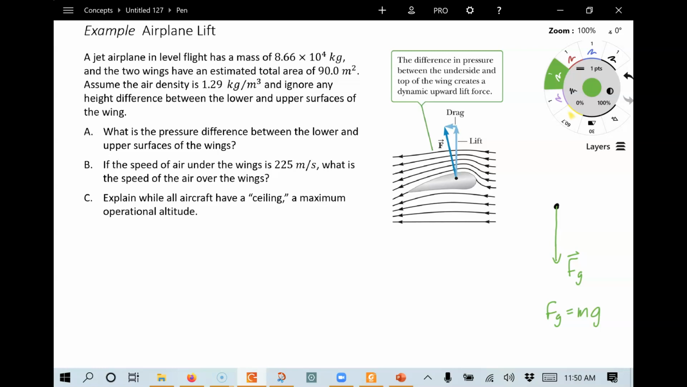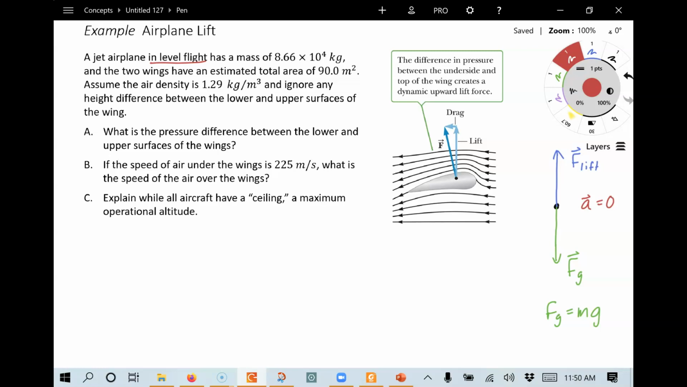Next, what do we have that balances that gravitational force? Well, it's got to be the lift, and we can see the lift is drawn in the picture there. So we've got an upward force, F lift. And we know that this is balancing the gravitational force because we're told that the airplane is in level flight, which means it's not moving up or down. It's not accelerating up or down. The acceleration is 0, in other words, in the y direction at least.